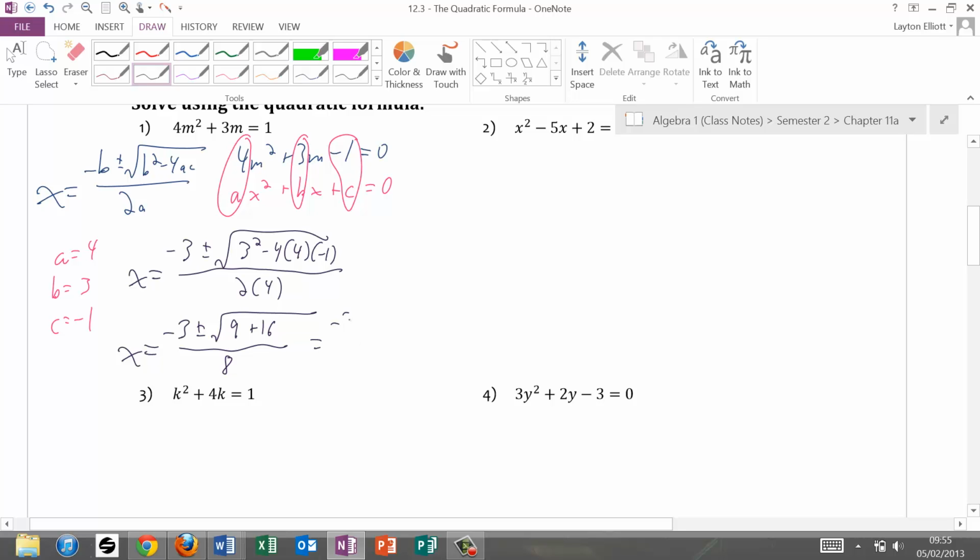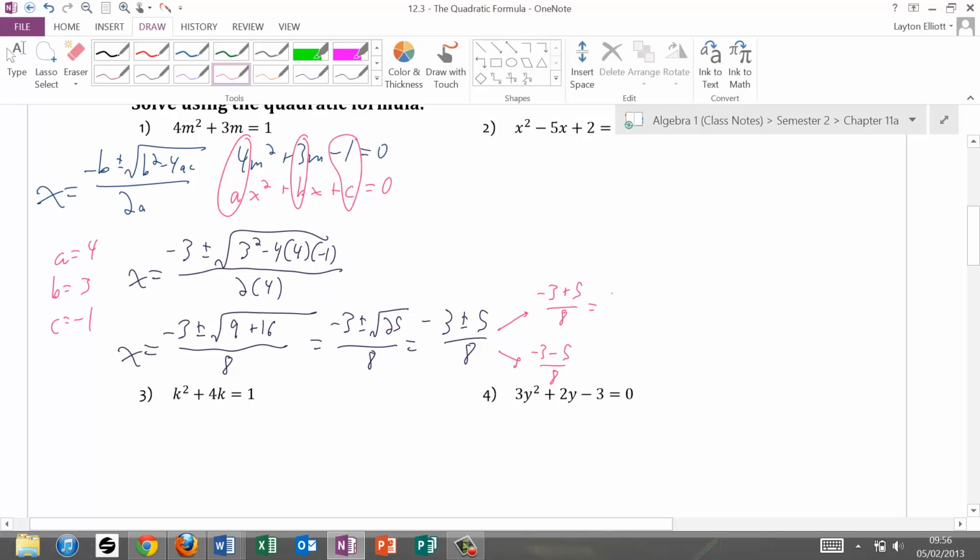So then we have negative 3 plus or minus the square root of 9 plus 16 is 25 over 8. Square root of 25 is 5, so then we have negative 3 plus or minus 5 over 8. Now, plus or minus means two possibilities, so we have negative 3 plus 5 over 8, and then negative 3 minus 5 over 8. And those give us our two answers.